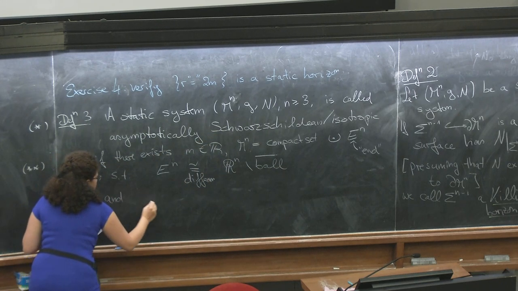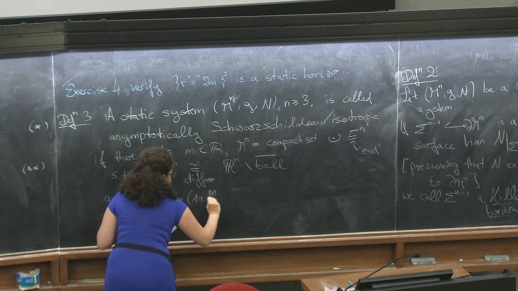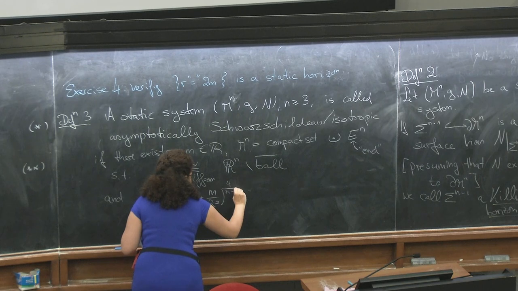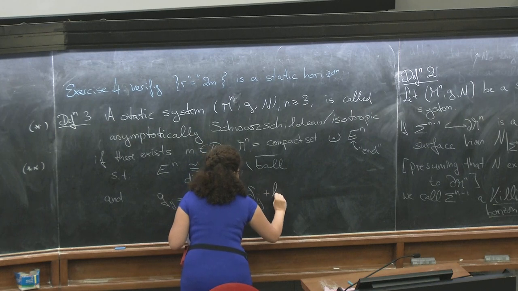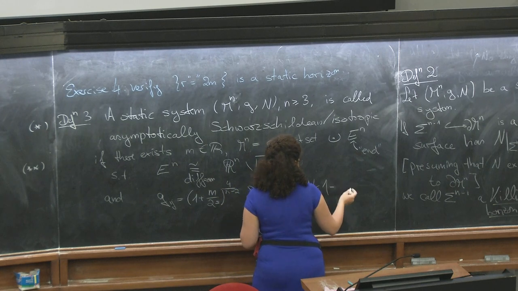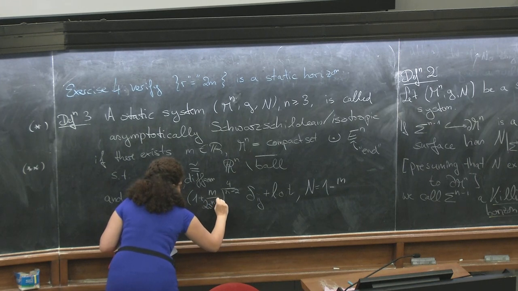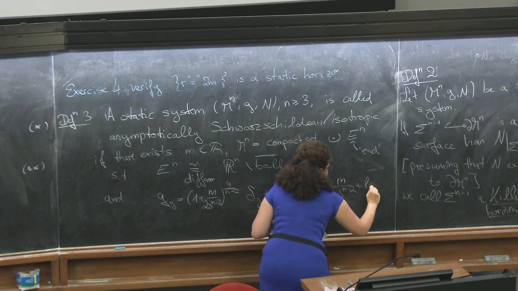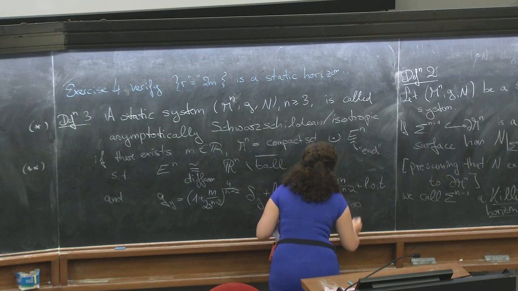and g_ij looks like (1 + M/(2 s^(n-2)))^(4/(n-2)) delta_ij plus lower order terms, and N looks like 1 minus, oh sorry, power missing, M/s^(n-2) plus lower order terms, as s goes to infinity.